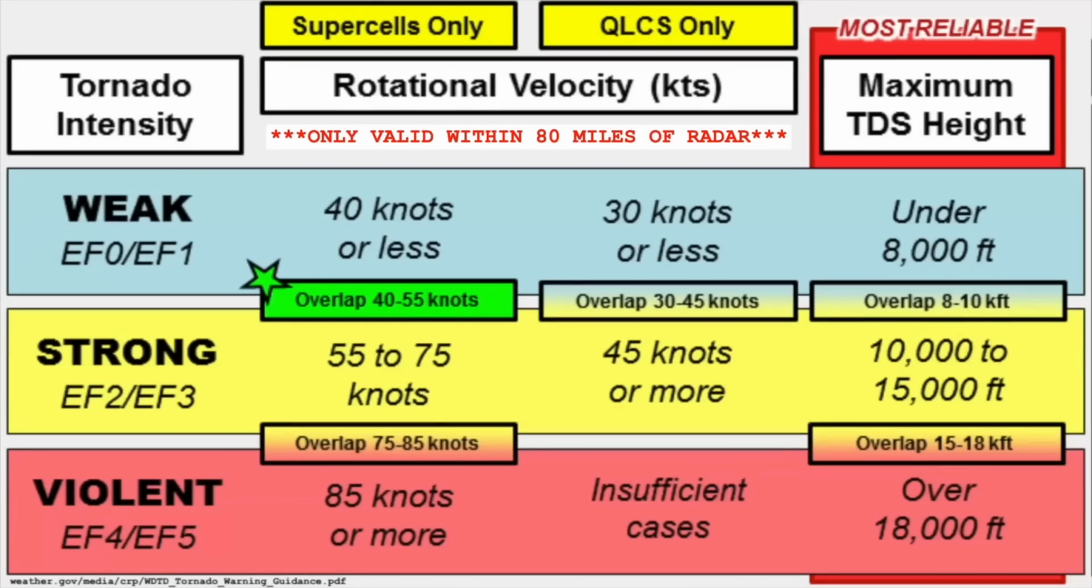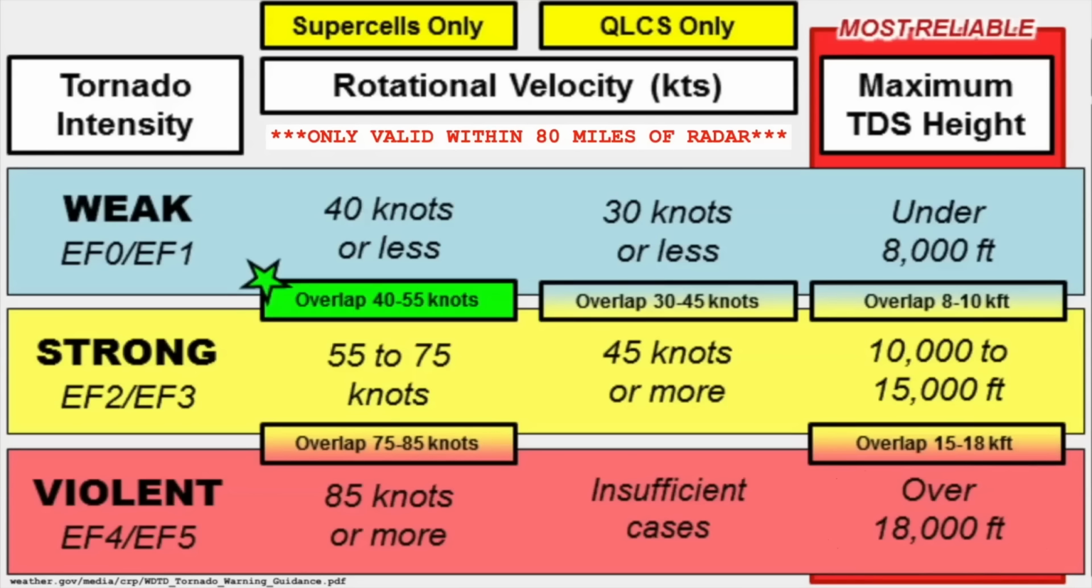As illustrated in this chart, in supercells, weak tornadoes, EF0 to EF1, tend to feature a rotational velocity at or below 40 knots or 46 miles per hour and a maximum TDS height under 8,000 feet above radar level, while violent tornadoes, EF4+, typically have VROTs in excess of 85 knots or 98 miles per hour and maximum TDS heights of over 18,000 feet above radar level. Some of the most intense tornadoes can loft debris over 20, 30, even 40,000 feet above ground.